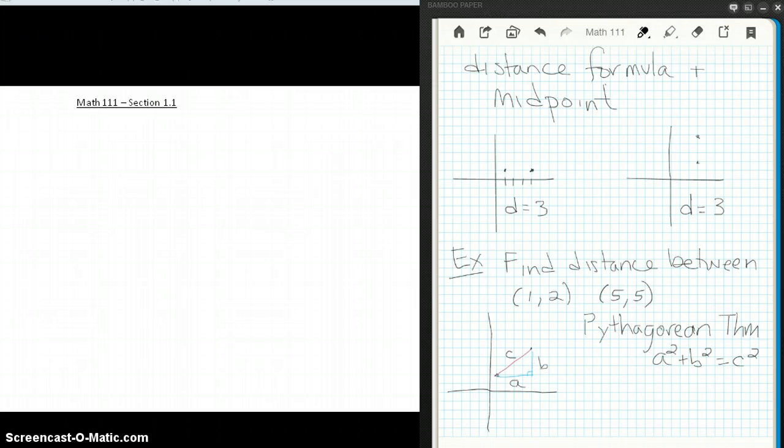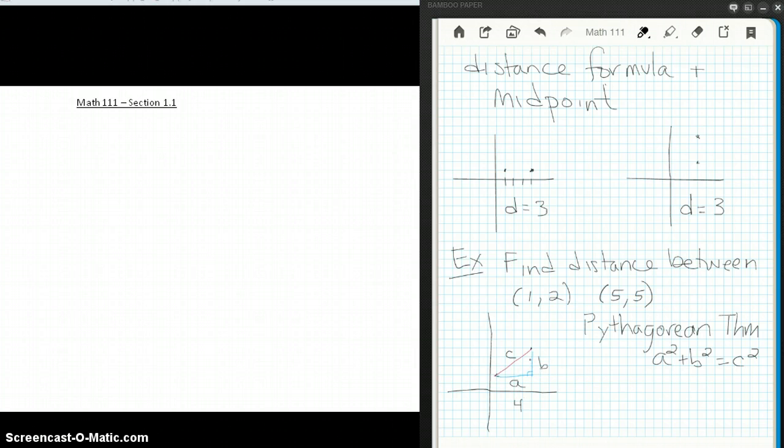So I can just count how long those sides are, and then use those to find c. Notice that a here, let's just count it, is 1, 2, 3, 4. So a is 4. It's 4 on this side.